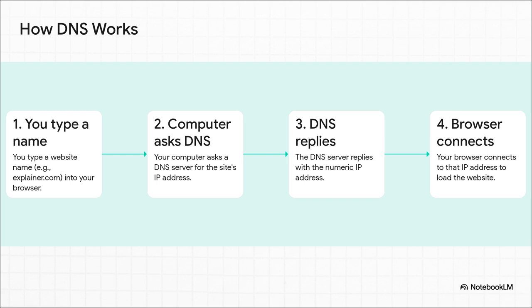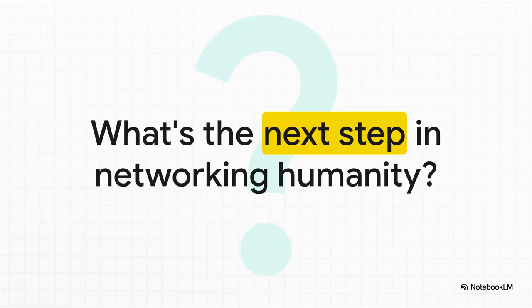It's amazing. So there you have it, from a single cable connecting a printer all the way to this massive global network of networks. These fundamental ideas about connection have totally changed everything about how we live. It's this incredibly complex system that most of the time just works. It's pretty mind-blowing when you think about it. Which just leaves one big question, right? What's the next step in networking all of us together?